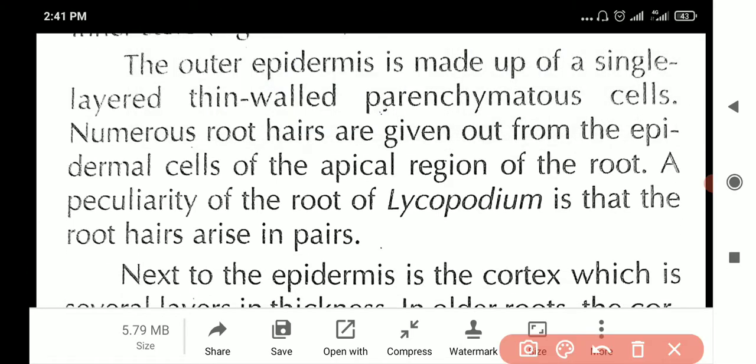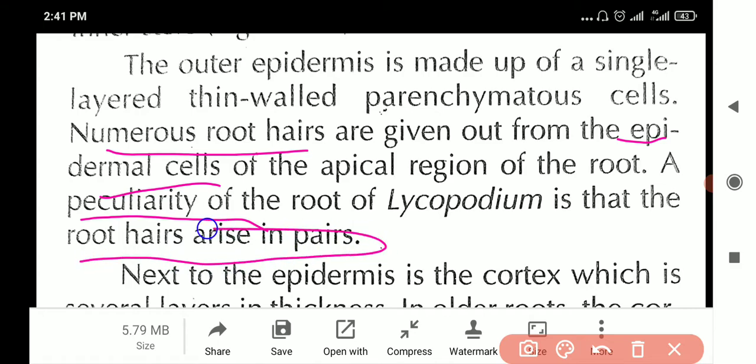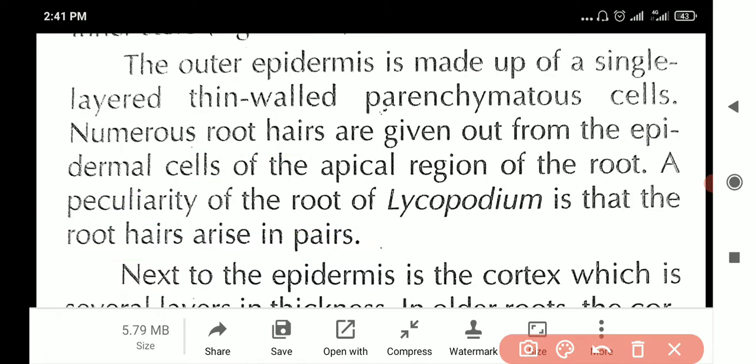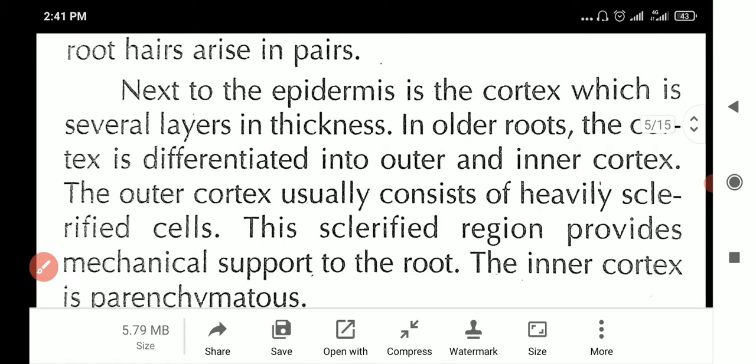Okay, let's continue. We saw many root hairs that came out from the epidermal cells. Now, what is so funny about Lycopodium is that the root hairs come in pairs. They need friends. They cannot grow alone. They need to come in pairs.